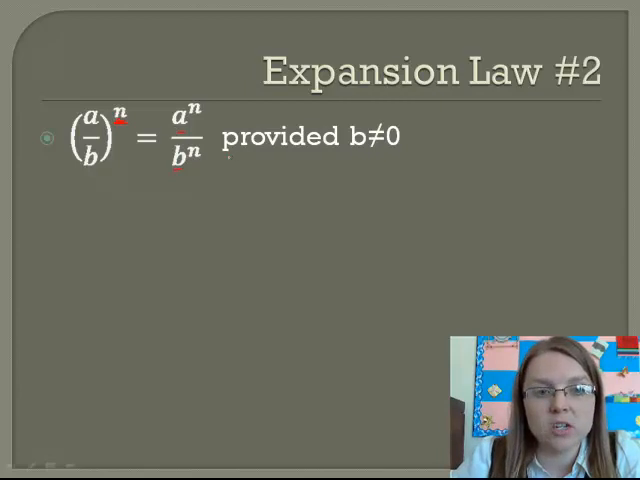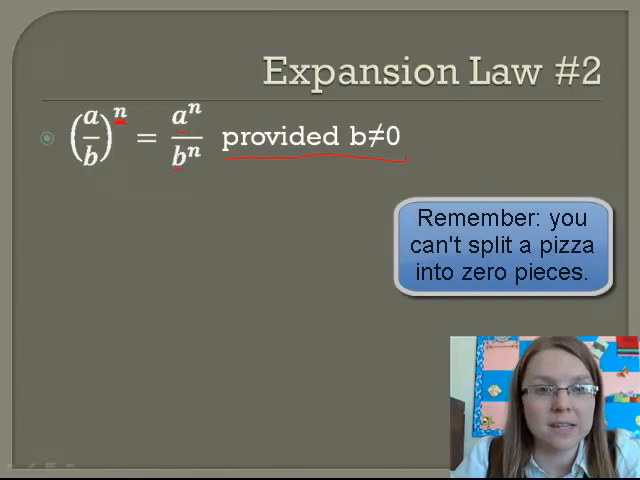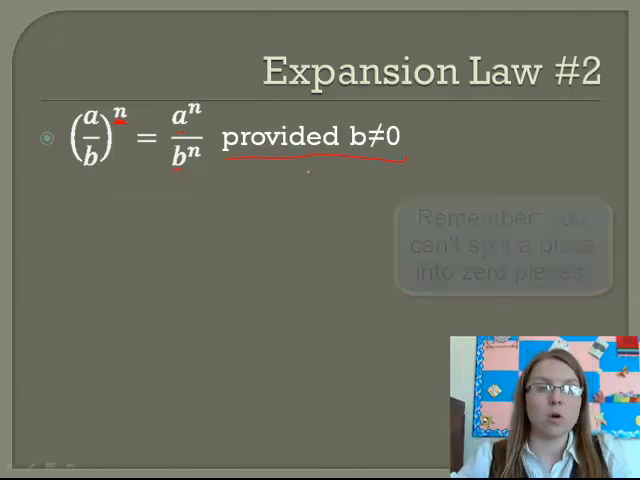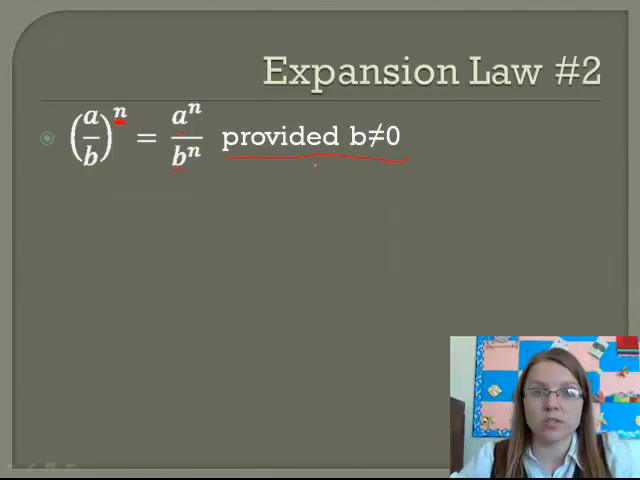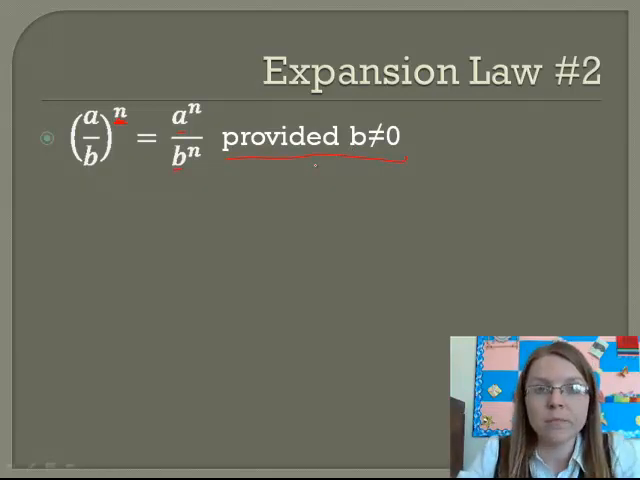Now, the caveat here, the condition, is provided that B does not equal 0. If B were to equal 0 here, we would have something divided by 0. We can't do that. We can't divide something into 0 parts. So that answer would not exist. That's why there's that condition here that B can't equal 0. The bottom of that quotient can't equal 0, or else this isn't going to work.